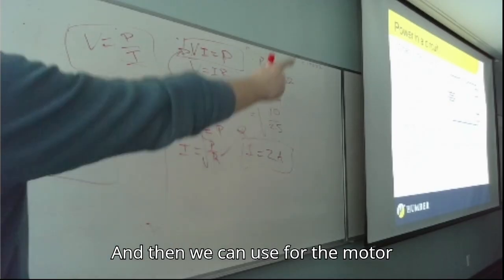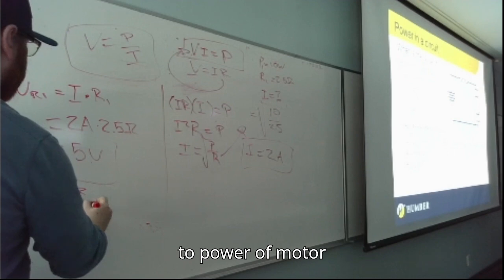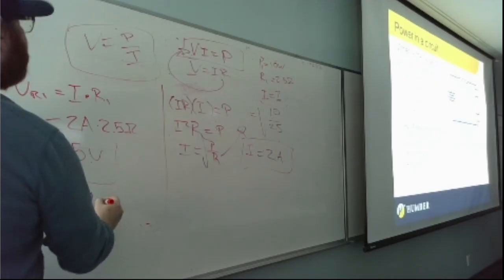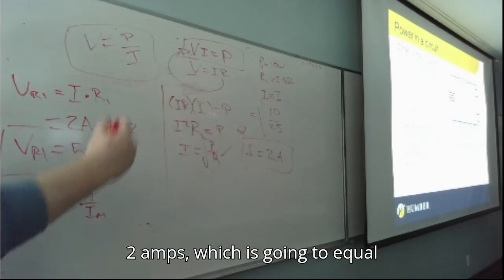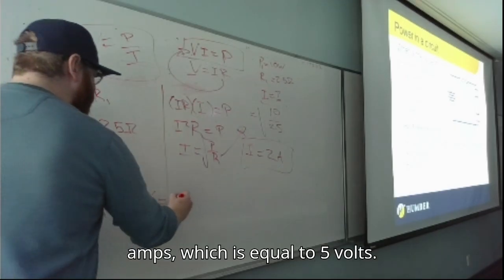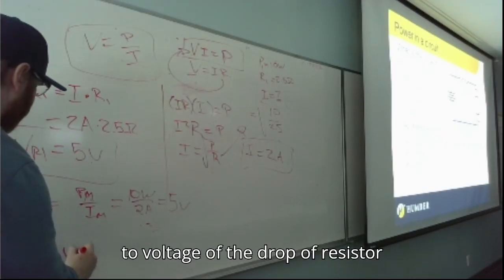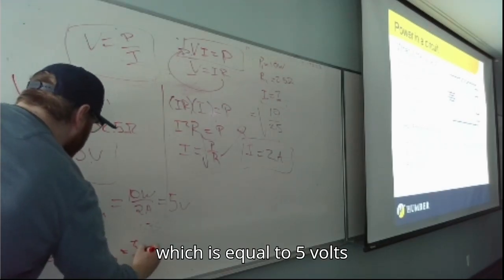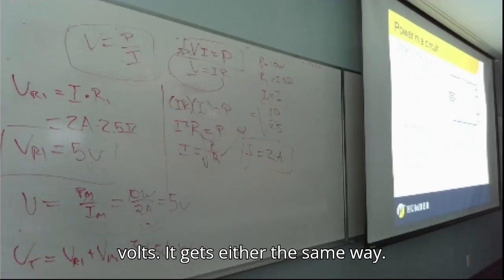And then we can use for the motor this formula over here. So V is equal to power of the motor divided by the current of the motor, which is equal to those 2 amps, which is going to equal 10 watts divided by 2 amps, which is equal to 5 volts. And then V total is going to equal the voltage drop of resistor 1 plus the voltage drop of the motor, which is equal to 5 volts plus 5 volts, which is equal to 10 volts. It gets either the same way.